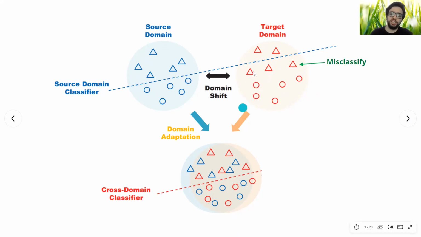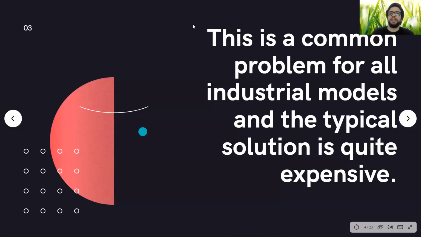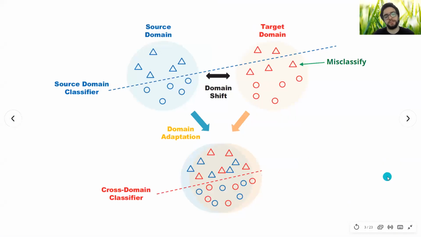The goal of domain adaptation is to make the source data and the target data similar, such that we can build this cross-domain classifier. This is a very common problem for all industrial models, and the typical solution is quite expensive. Can somebody tell me what is the typical solution that you would propose to solve this problem?